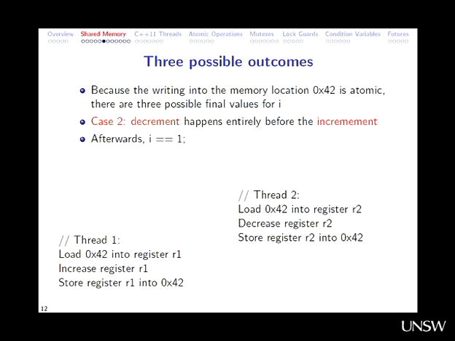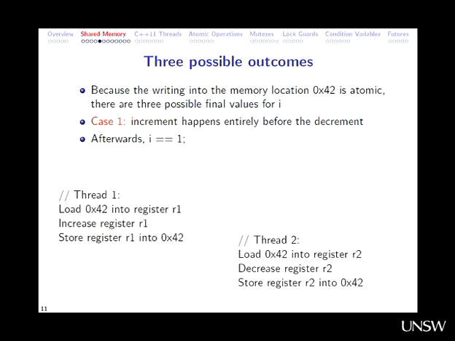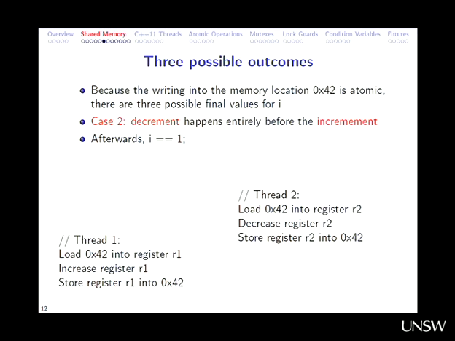Solution 2 could be this way around. Thread 2 went and did its thing first, and thread 1 got the solution. Okay? And so what happened here is thread 2 loaded in value 1, decreased it to 0, wrote out 0. Thread 1 loaded in 0, increased it to 1, wrote it out. Okay, that's fine.